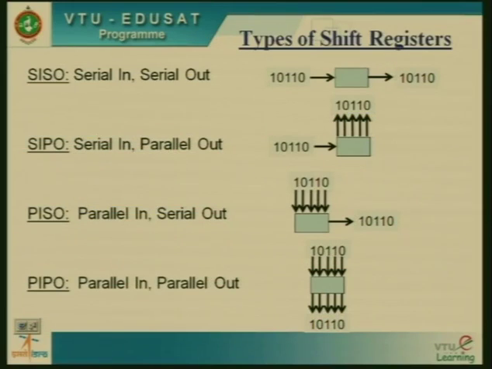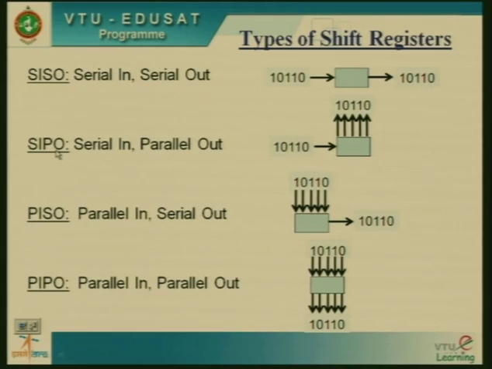Let me give the overview of all these registers. SISO stands for serial in, serial out. The bits are sent serially. Serial transmission means I need to send the bits one bit at a time, one after the other. When I start transmitting bits, for example 10110, I will start with the LSB and this is the MSB. One bit after the other, the bits are sent at the output side. So this is nothing but serial in, serial out.